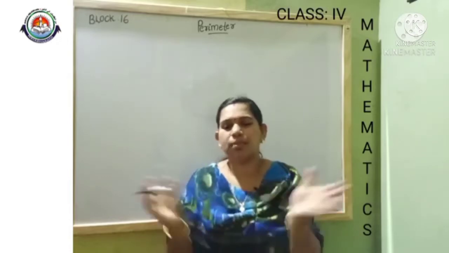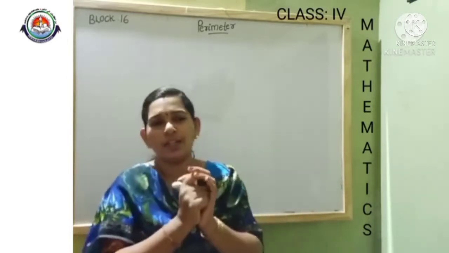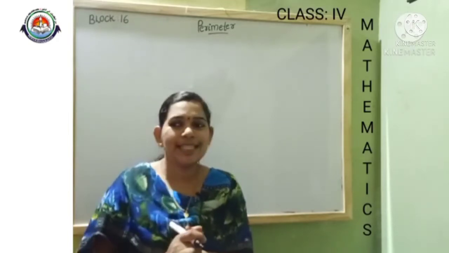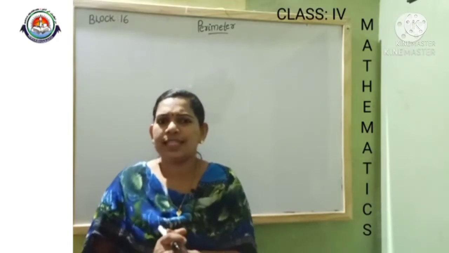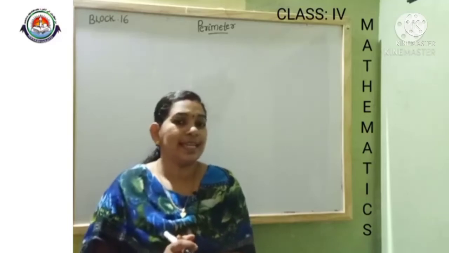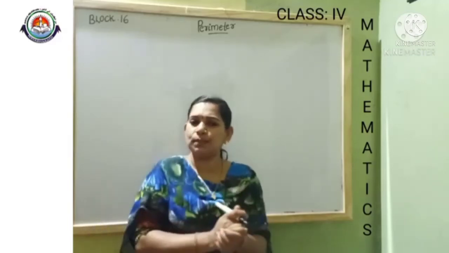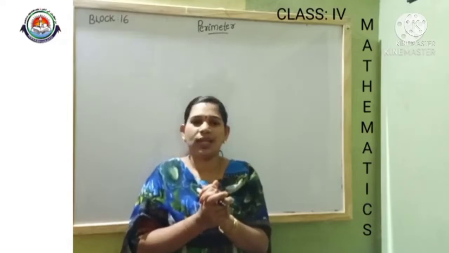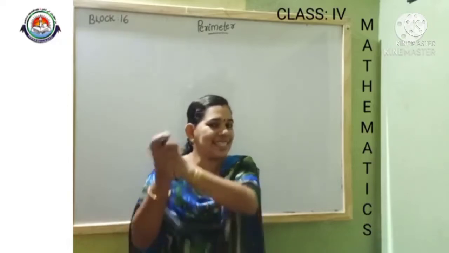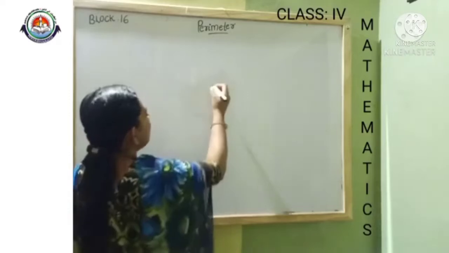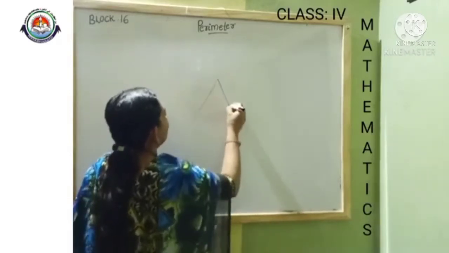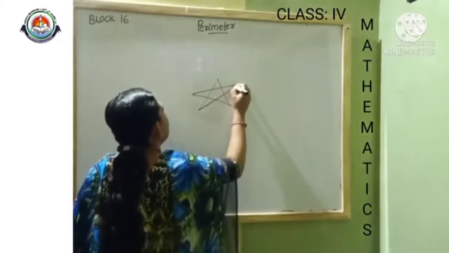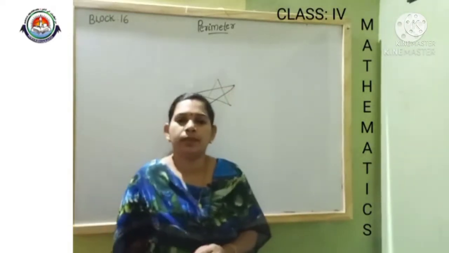Before saying about perimeter, I want to say something. What is this month? Yes, December. In December, we are celebrating one festival. What is that? It's Christmas. In that Christmas, we make one thing. What is that? Yes, stars. So I decided to make a star using color paper.